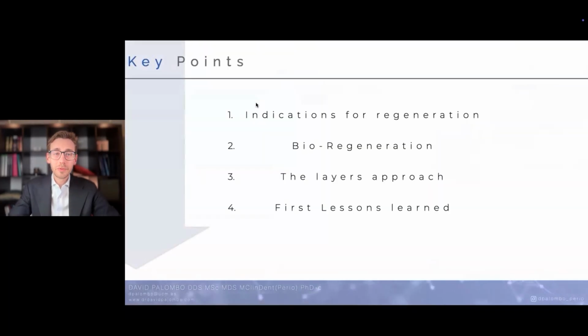This is the outline of the presentation that we're going to follow. First of all, we're going to discuss the modern indications for tissue regeneration. We're going to then go through the concept of bioregeneration. We're going to discuss the layers approach, which is the clinical technique that I'm adopting nowadays to apply the bioregeneration concepts. And of course, I'm going to share with you the very first lessons that I've learned in the field.